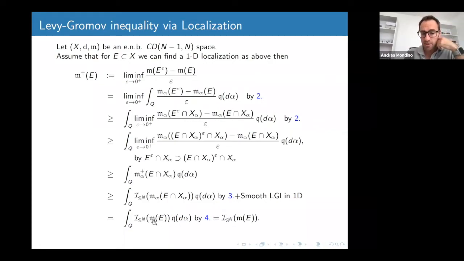And since this is not depending on alpha anymore, and since Q was a probability measure, we can just take this out, the measure Q is one, and so we can lower bound the outer content of E with the isoperimetric profile function of the sphere evaluated at the measure of E. So this is how one proves the Lévy-Gromov inequality using this localization, and then in order to prove the quantitative versions, one has to quantify this proof. And since I'm already 5 minutes over time, I thank you for your attention, and I stop here.